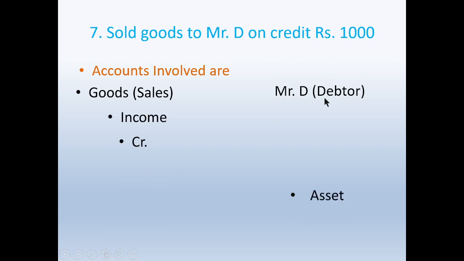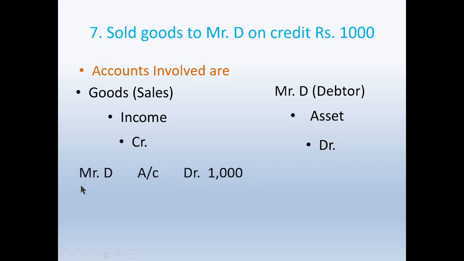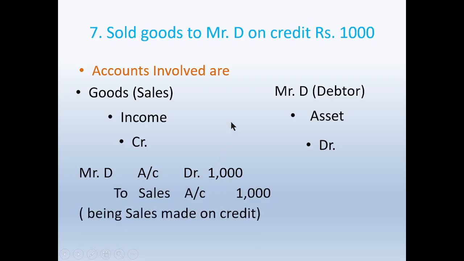Mr. D is a live asset, is an asset. So what is the balance? Debit. Why asset? He has to pay rupees 1,000 to the business. So for the business it's an asset, means it's a receivable. So it's an asset, so debit balance. Now how to write the journal entry? Mr. D account debit to sales account 1,000, being sales made on credit.